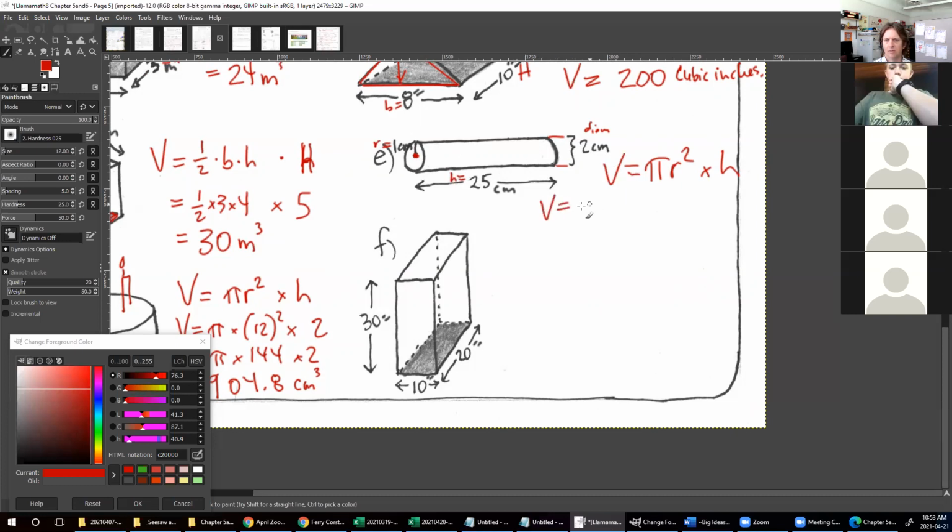So my volume is going to be pi times my radius of 1 squared, or 1 times 1, that's fine, and times 25. And then I can just type that in my calculator, and it is 78.5. And what are my units? They're centimeters.